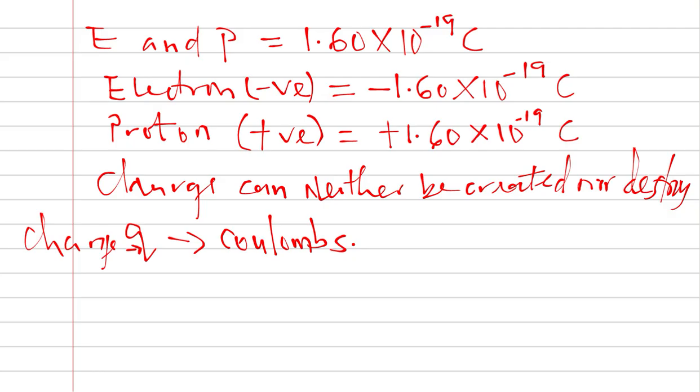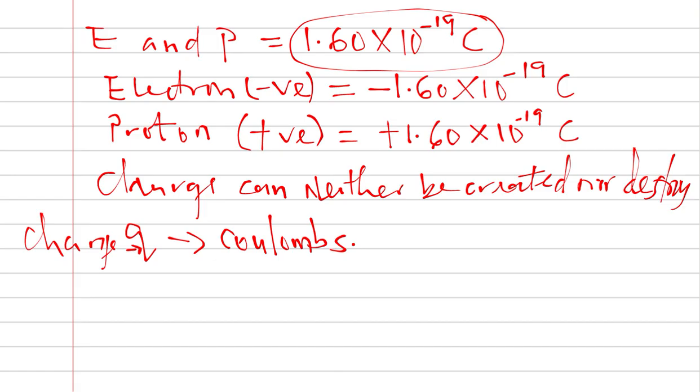Now, how is charge quantized? How do we measure the quantity of a charge? Don't forget, we said 1 unit of a charge is 1.60 times 10 raised to power minus 19. 1 unit of a charge is 1.6 times 10 to the power minus 19.